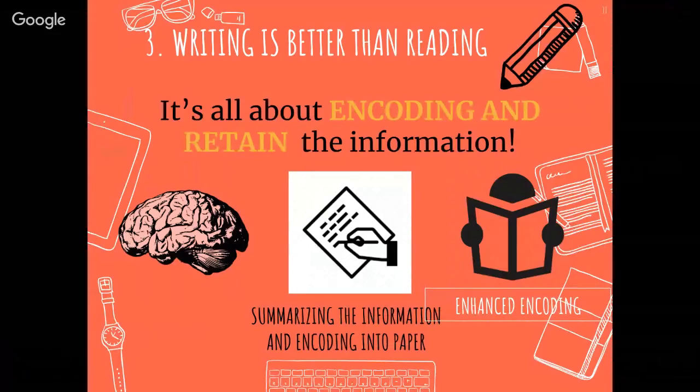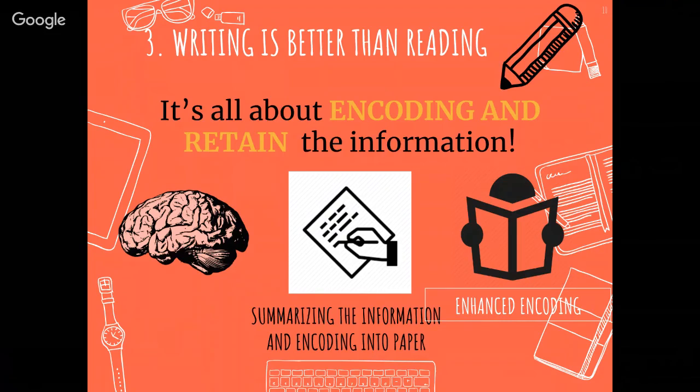So the third learning principle, and as you can see, please follow along the drawing that you just made, is writing is better than reading. So it's all about encoding and retaining information. What's going on with the brain when we are learning is that every time we learn, our brain is on fire and we are learning and processing the information.